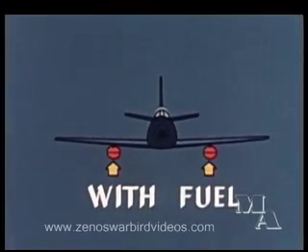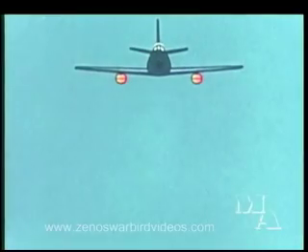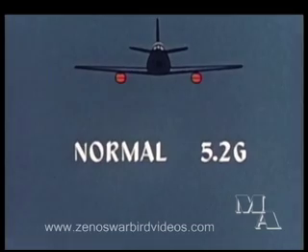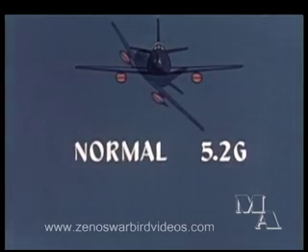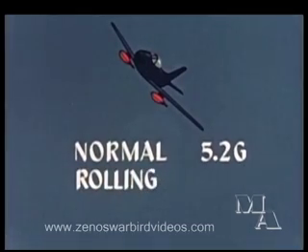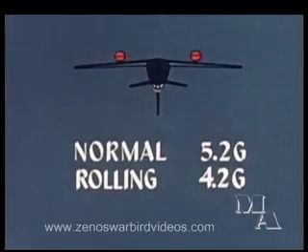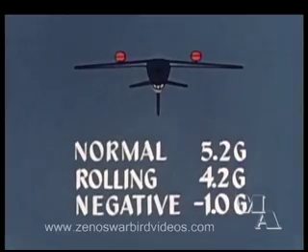When you have fuel in your tanks, all your G limits are further reduced. In normal pull-ups, your limit is down to 5.2 G. In rolling pull-ups, the red line is lowered to 4.2 G. And the negative limit is minus 1 G.